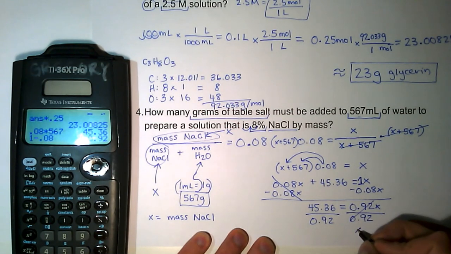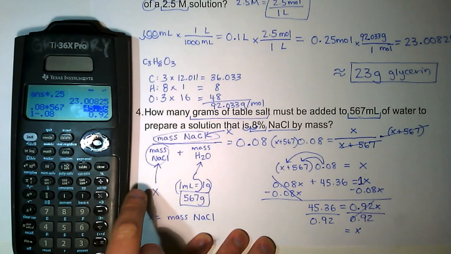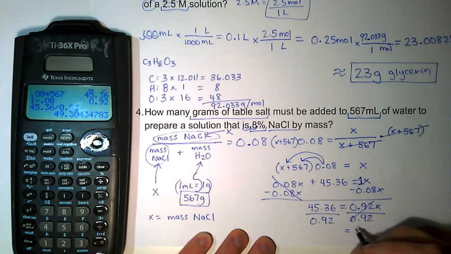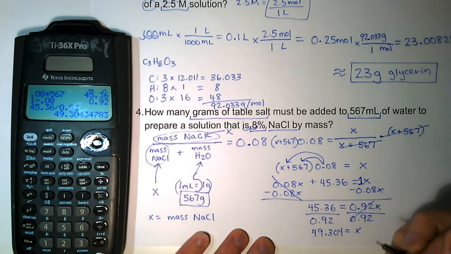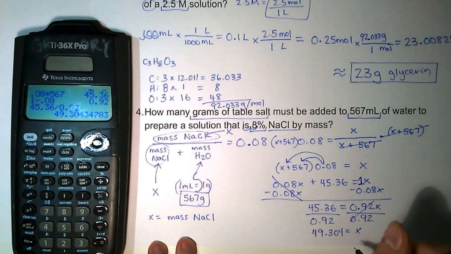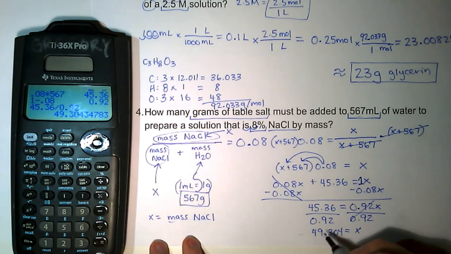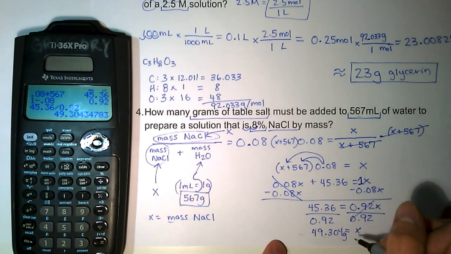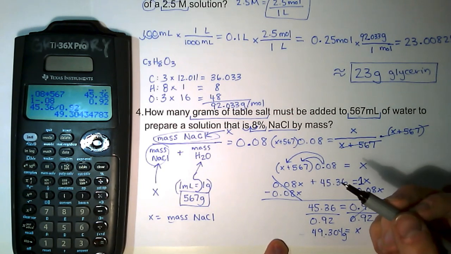So our x is going to be equal to 45.36 divided by 0.92, which gives us 49.304. And so coming back to figure out our unit, we know that x was equal to the mass of NaCl. So this is a number of grams. So 49.304 grams.